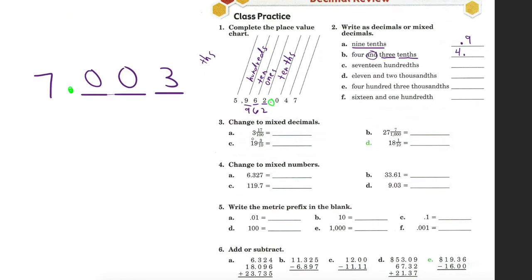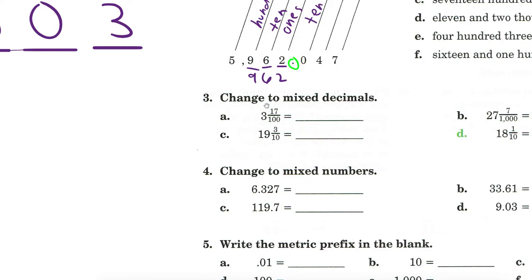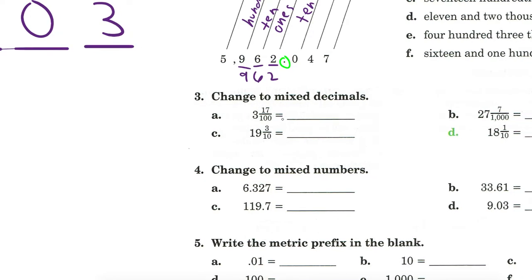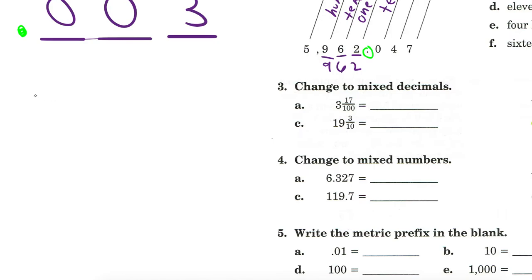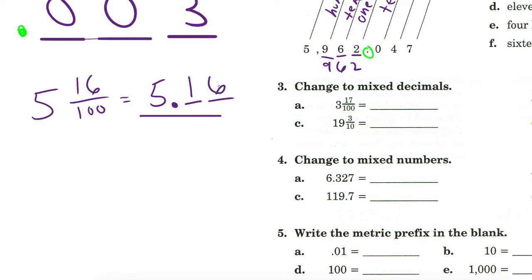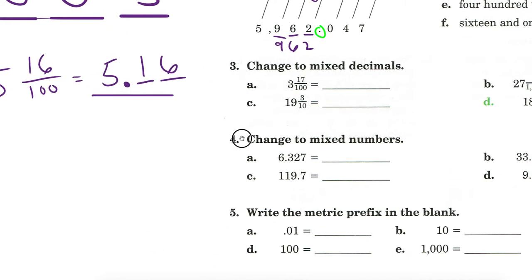Change to mixed decimals. So similar to what we've done. Oh, actually, no, this is different. Sorry. Change to mixed decimal. So, for example, 5 and 16 hundredths. If I change this to a mixed decimal, I would do 5 and then point, decimal number, 16 hundredths. So 16 needs to be in the hundredths place. So we know this is tenths and then hundredths. So 5.16 would be 5 and 16 hundredths. Do the rest by yourself.